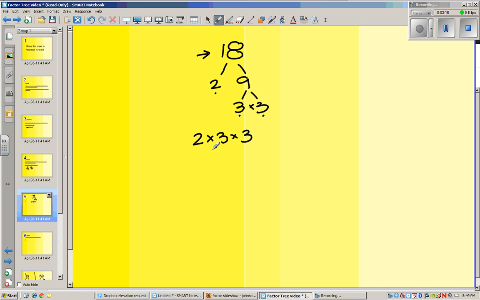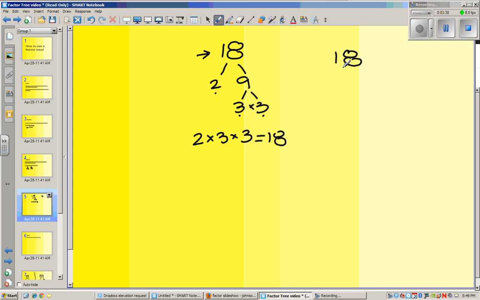So let's check and make sure this gets to 18. 2 times 3 equals 6. 6 times 3 equals 18. So I know that that is the prime factorization for 18. Let's see if we can get that prime factorization by starting with different factors, because 18 has different factors than just 2 and 9. So let's try it again.